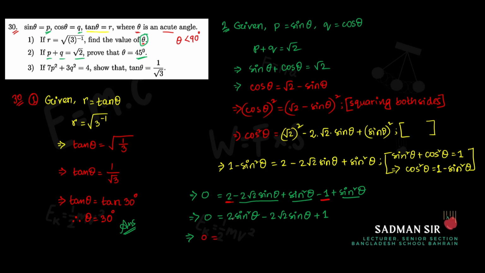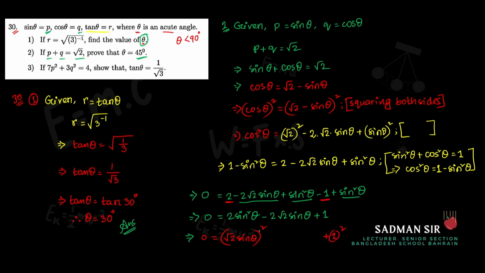0 equal to 2 sine square theta. Can it be written as root 2 sine theta whole square? Yes, because if we do root 2 square, it will give us 2, and sine theta square will give us sine square theta. No problem. And then this 1, we can write 1 square.